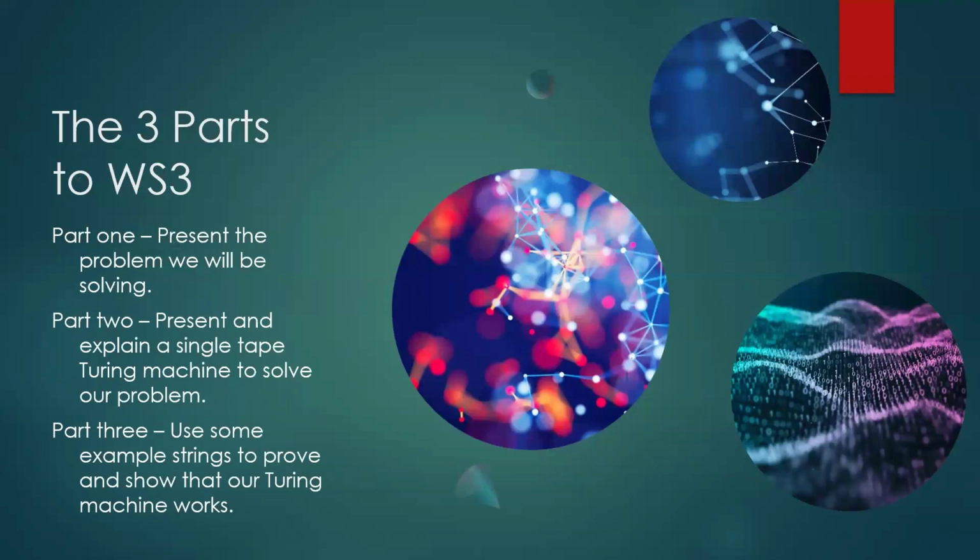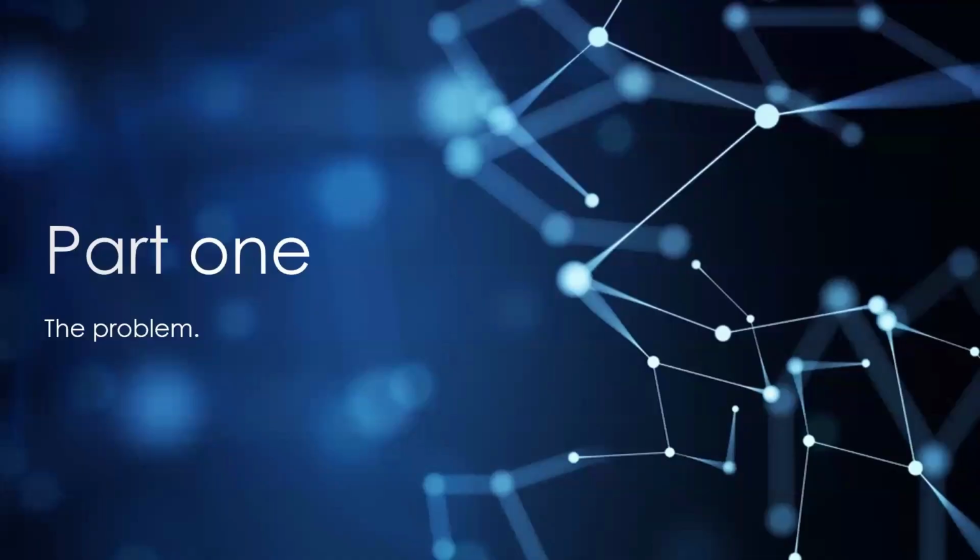So what we're going to be doing today is workshop 3, and it's got 3 parts. The first part, I'll present the problem that we're going to be solving. And then parts 2 and 3 are kind of combined. I'm going to present a Turing machine that's going to solve this problem, and then we're going to run some example strings to show how that machine works and to make sure that it works properly.